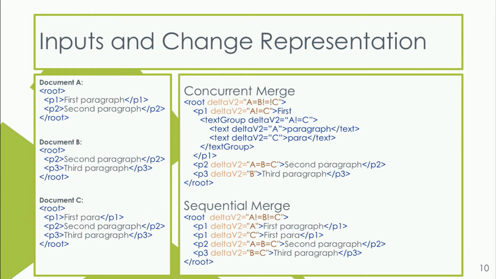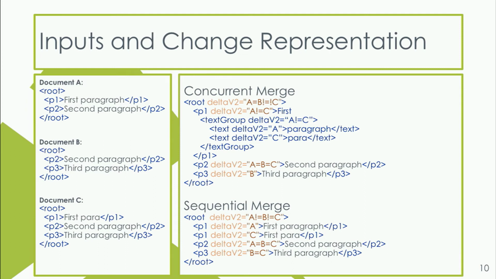So this is a simple example of the inputs and its change representation. On the left side, you can see there are three documents, document A, document B, and document C. These three documents can be merged concurrently or sequentially as well. We need to decide whether these documents are updated concurrently or sequentially.